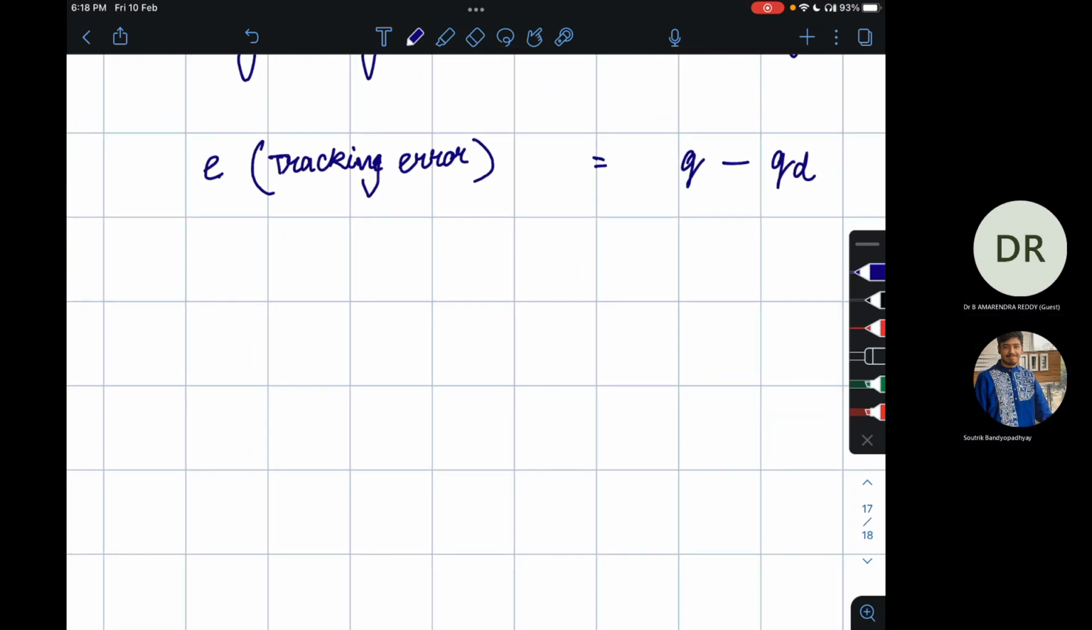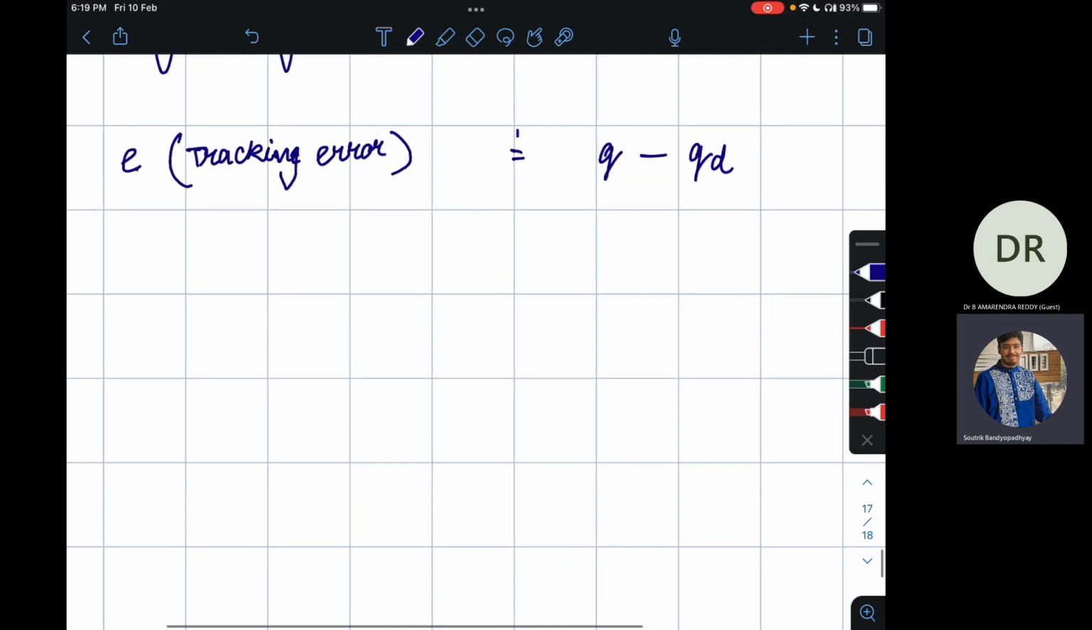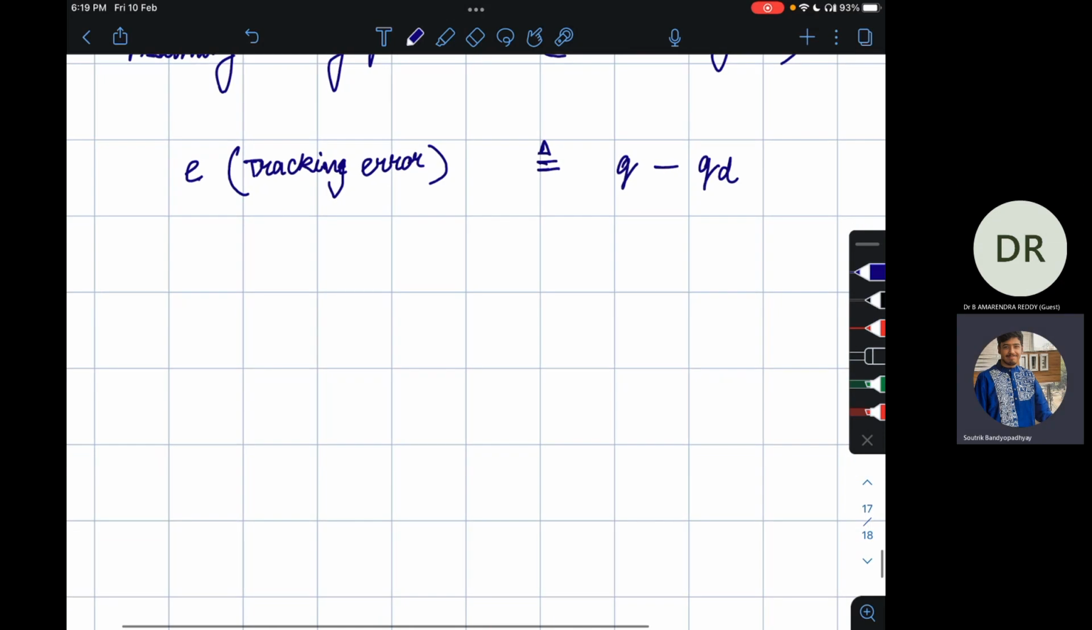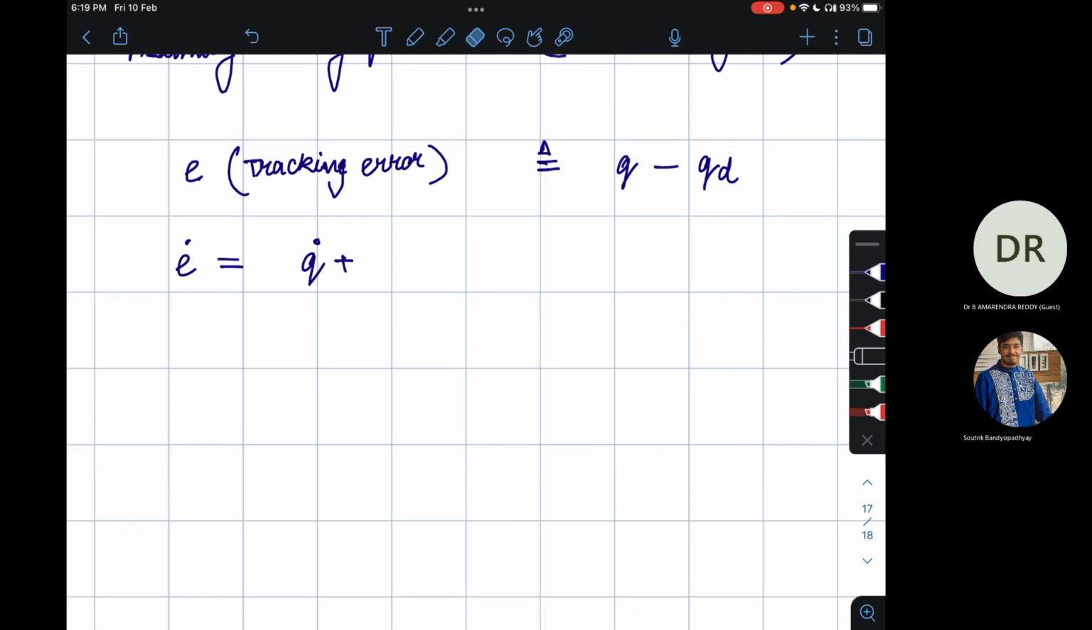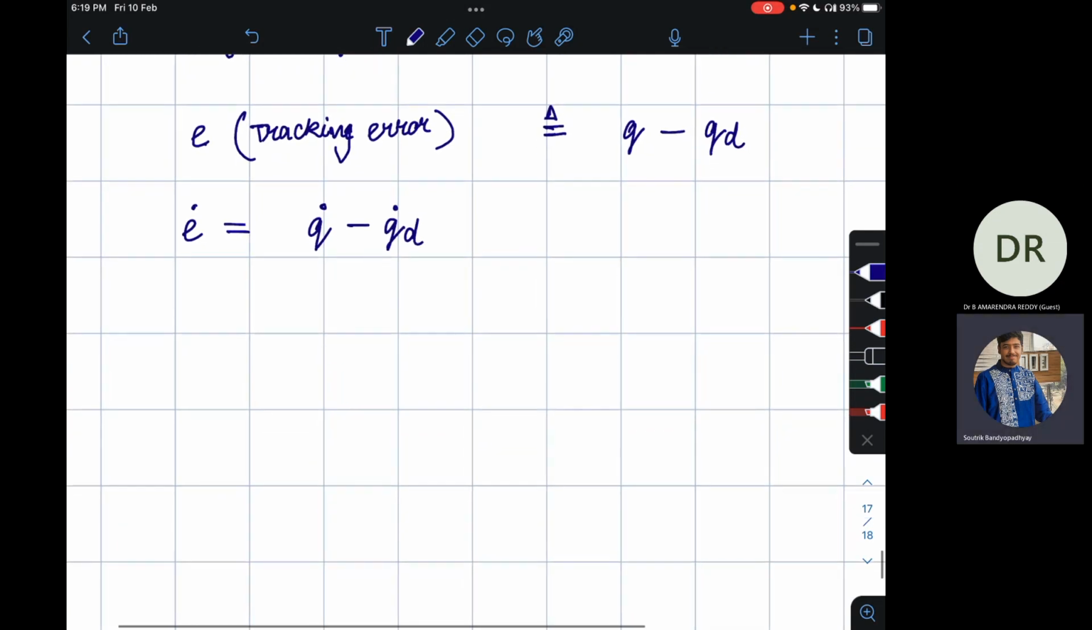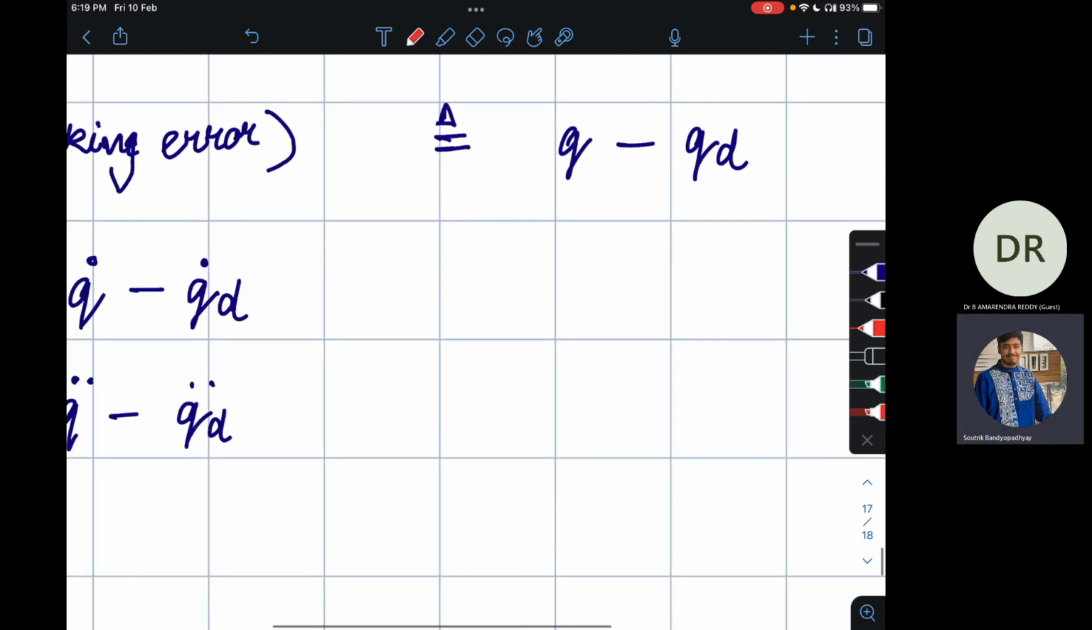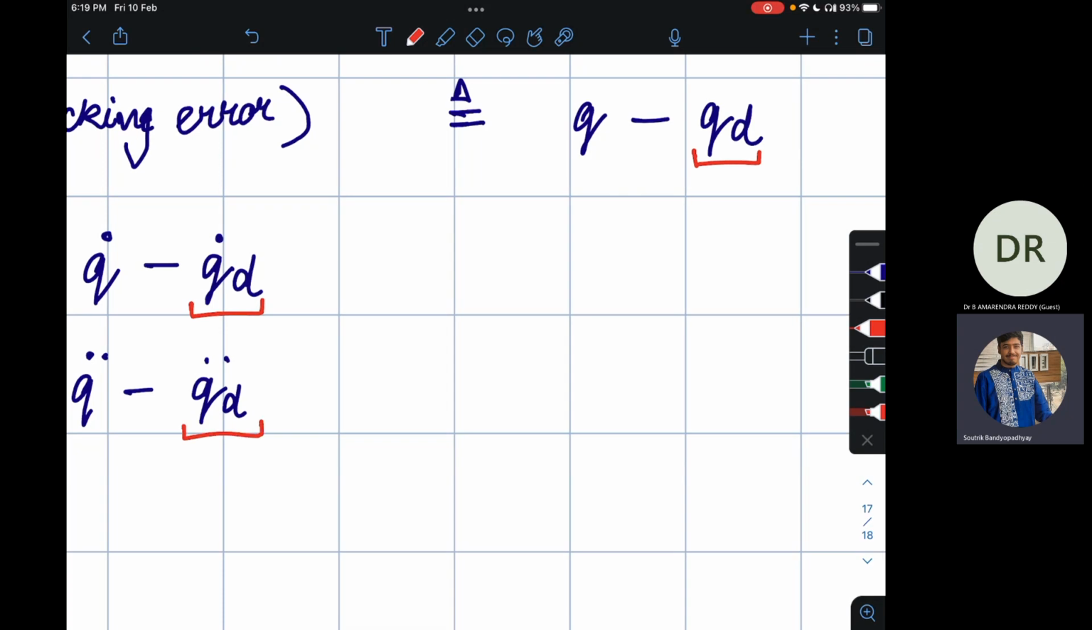So this is the tracking error, which we define to be like this. Now, what we do is we compute the derivatives of the tracking error. So e dot is essentially q dot minus q dot desired. And the double derivative of e is q double dot minus q desired double dot. Now we assume that this reference trajectory, its first derivative and the second derivative, everything is known and it is defined by the user.